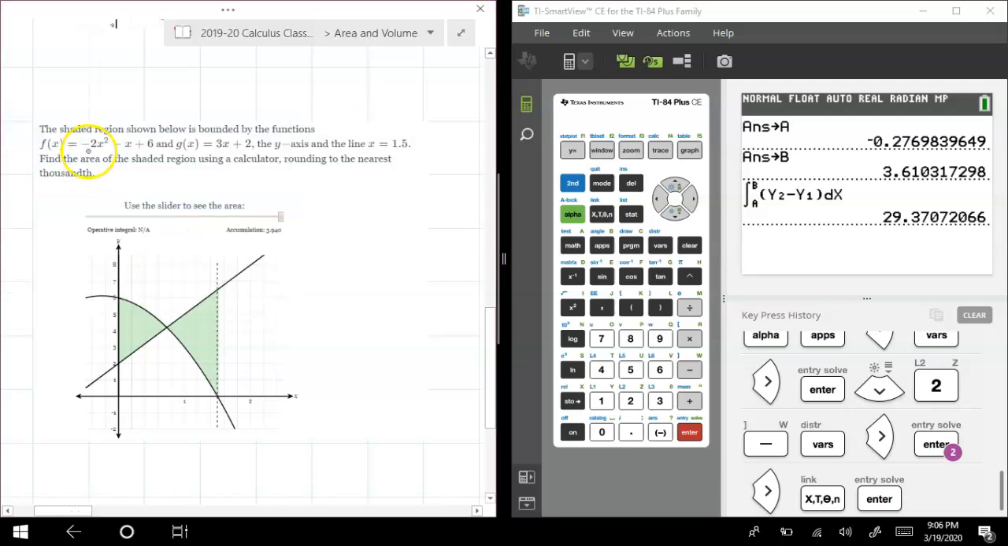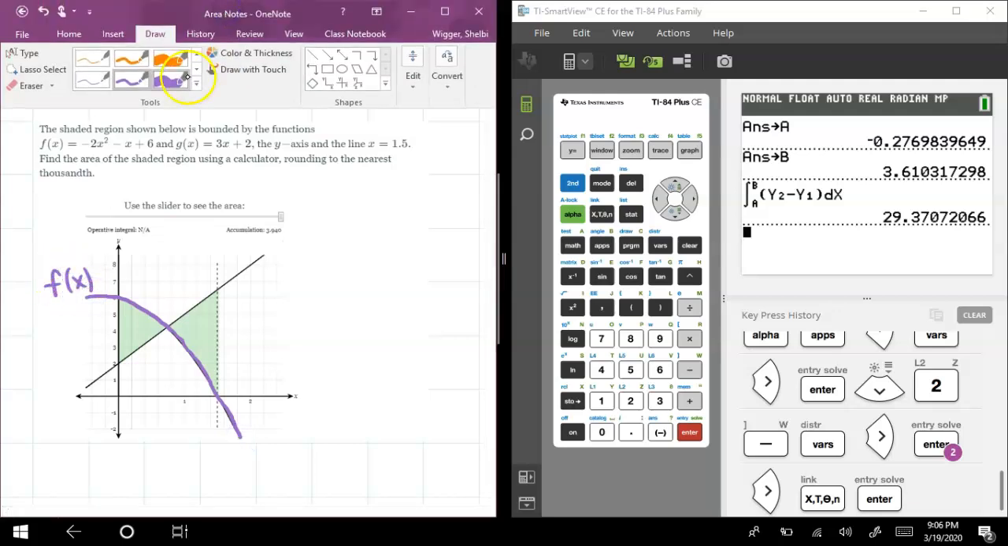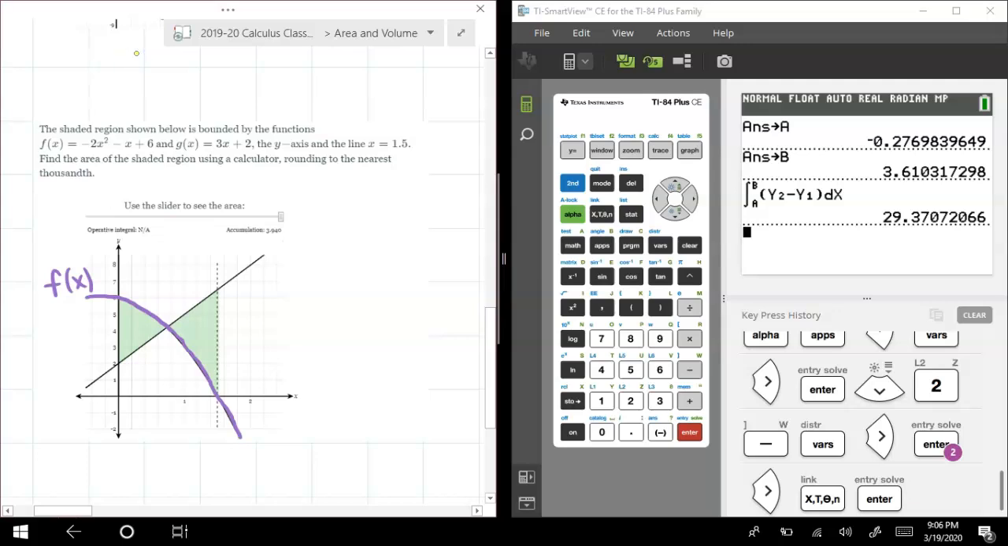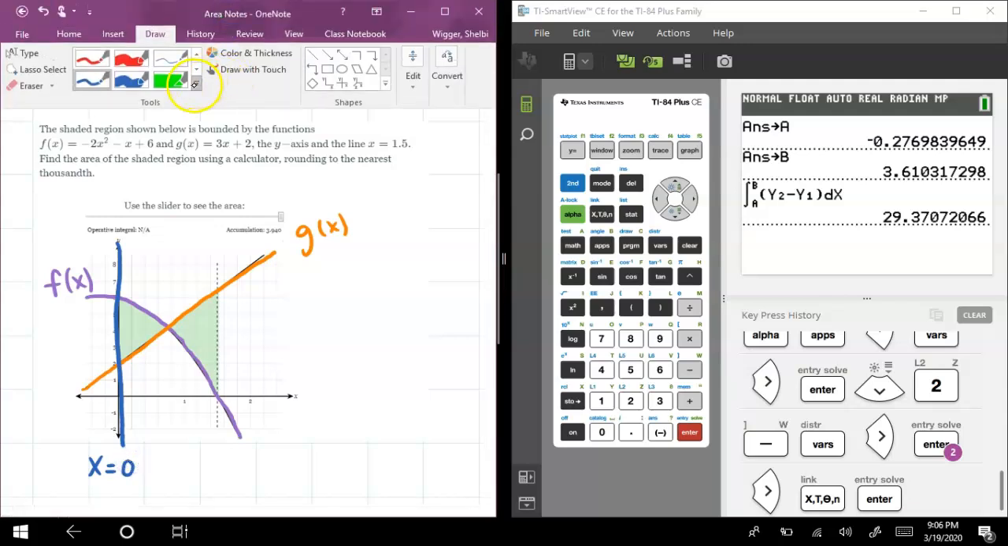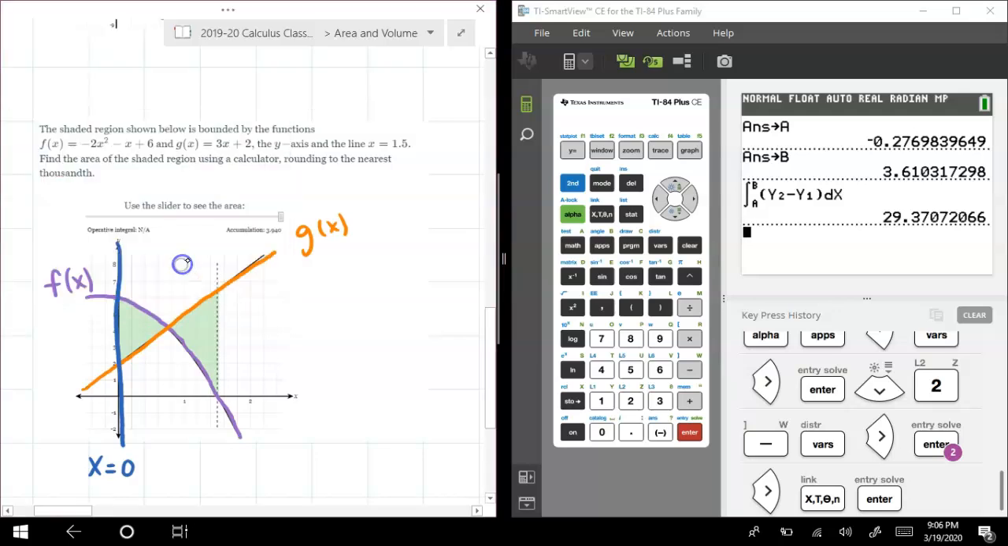F of x is a negative x squared, so it's this downward facing parabola. G of x is 3x plus 2. That's a straight line. The y-axis is a vertical line whose equation is x equals 0. Vertical lines are x equals. And the vertical line, x equals 1.5.